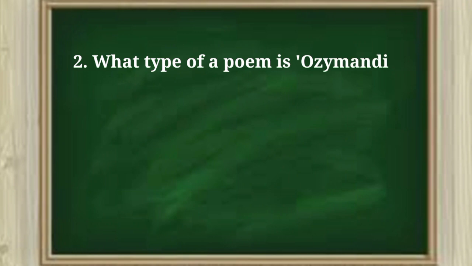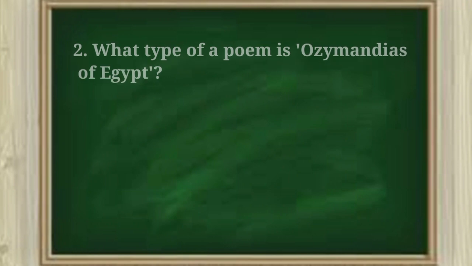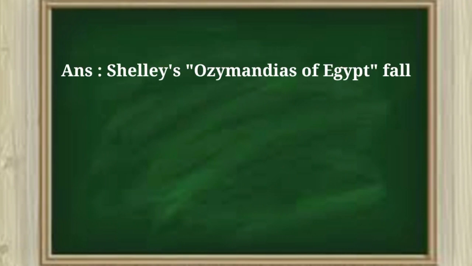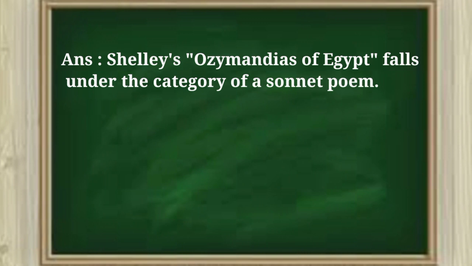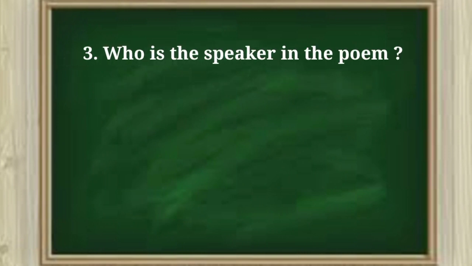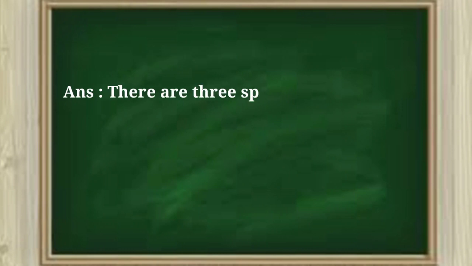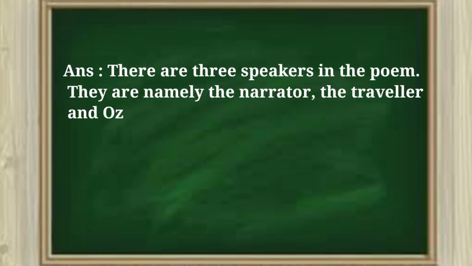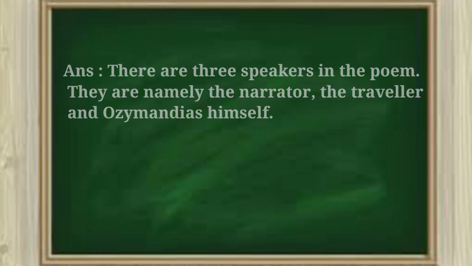Number 2. What type of a poem is Ozymandias of Egypt? Answer. Shelley's Ozymandias of Egypt falls under the category of a sonnet poem. Number 3. Who is the speaker in the poem? Answer. There are 3 speakers in the poem. They are namely the narrator, the traveler, and Ozymandias himself.